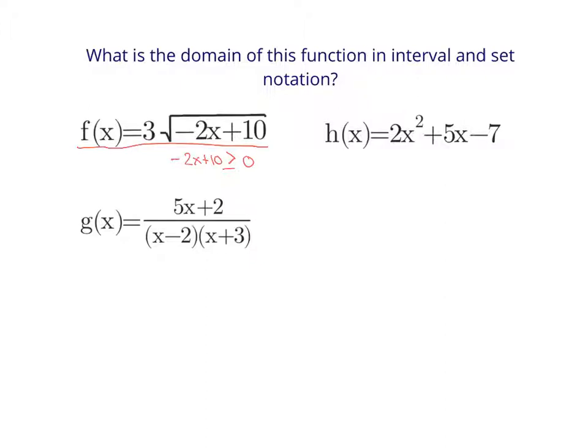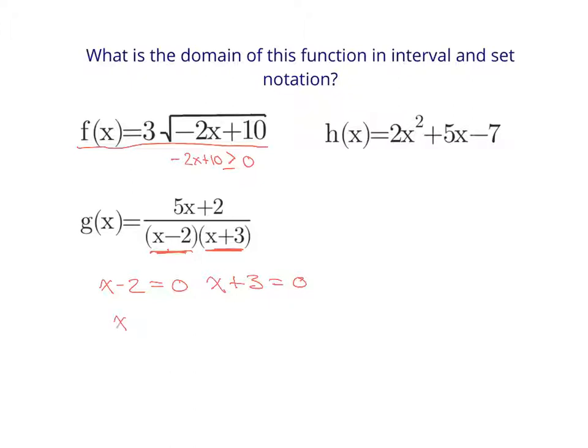For g of x, I have a fraction. Well, what can I not divide by? I know I can't have 0 in the denominator. So what that means is I've got these two values here that I am multiplying. So that means either x minus 2 can't equal 0, or x plus 3 can't equal 0, because if either one of those equals 0, then I'm dividing by 0.